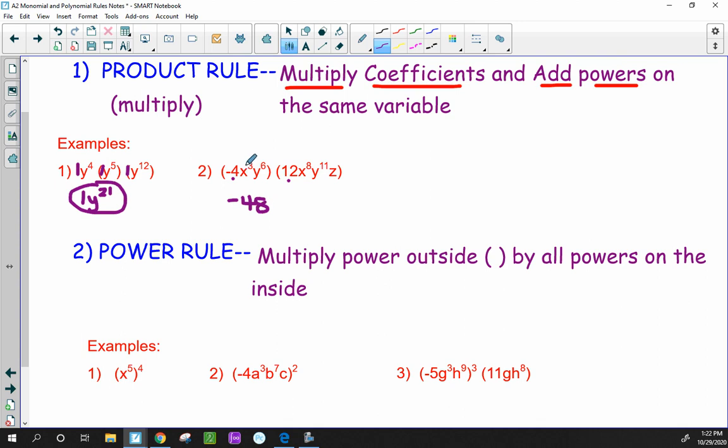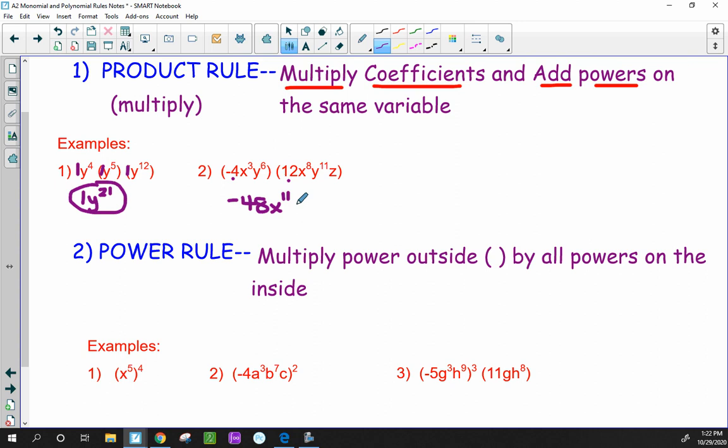We're going to look at x's next. There's 3 here and there's 8 here. We're multiplying them, but the rule for powers is adding, actually. So the rules for exponents are different. You're just going to drop your x down. You're going to add 3 plus 8 to get 11.